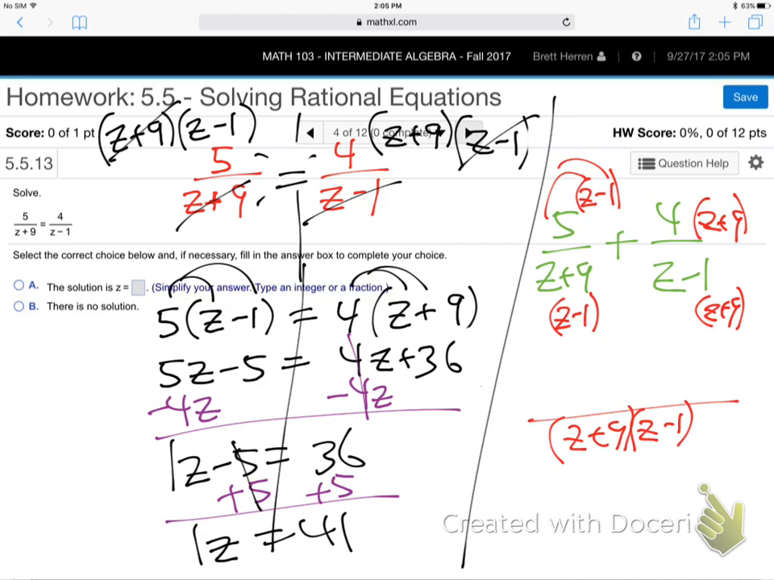Everybody seeing that difference? When you have an equal sign, you just do top only, not bottom, because you're doing left and right of the equal sign. That's allowed: doing the same thing to both sides of the equal sign. All right.